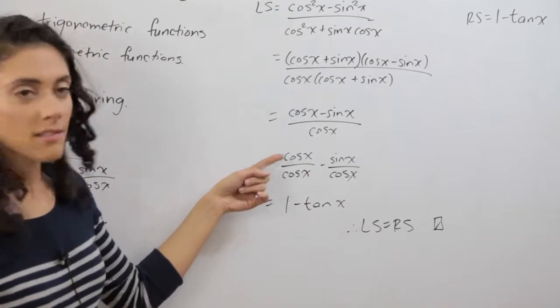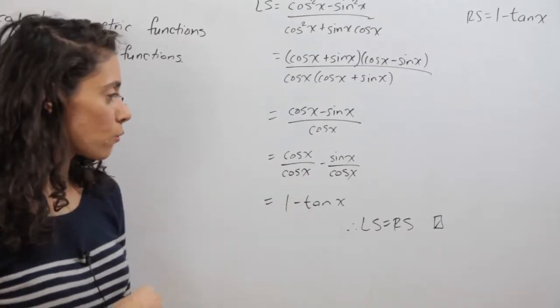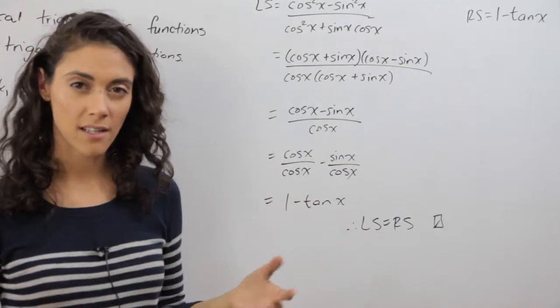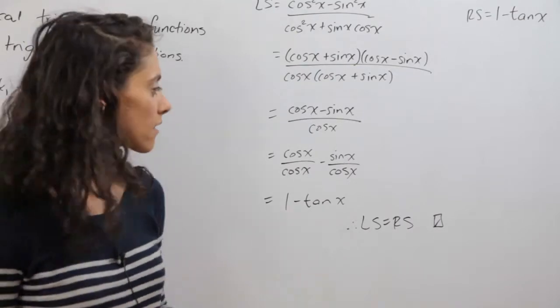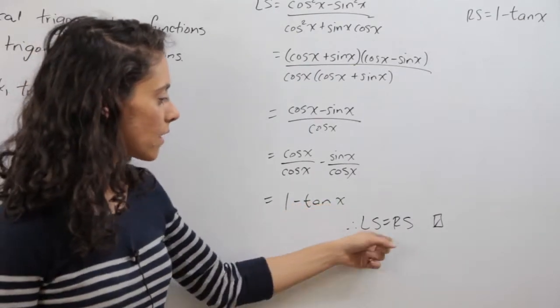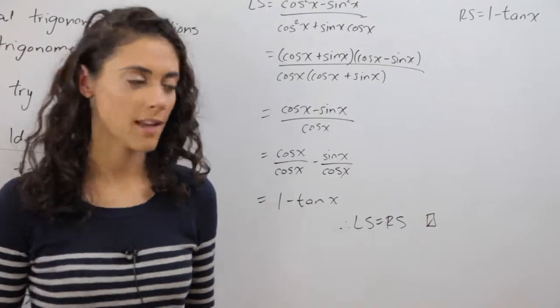Now we're there. Cos x over cos x just equals 1. And here I have my quotient identity, sine of x over cosine of x equals tan x. And then we say, therefore, left side equals right side. It's proven.